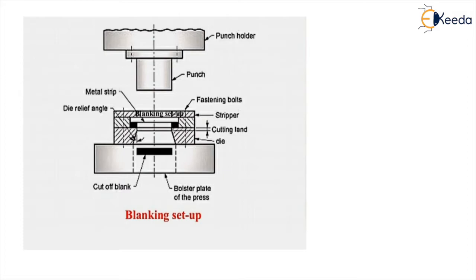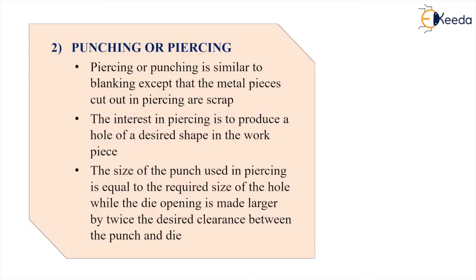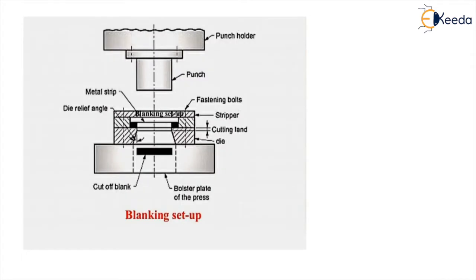And when we are not bothering about this sheet or cutoff blank or disk, we are bothering about this hole produced here, that is a punching operation. Understood? See, now punching. The punching or piercing is similar to the blanking, except that the metal pieces cut out in piercing are scrap. So here we are not interested in this disc or the blank. We are interested where? We are interested in the hole produced, isn't it? So this is scrap for us. This produced blank is scrap for us, but here the produced hole is the useful one for us in punching operation.